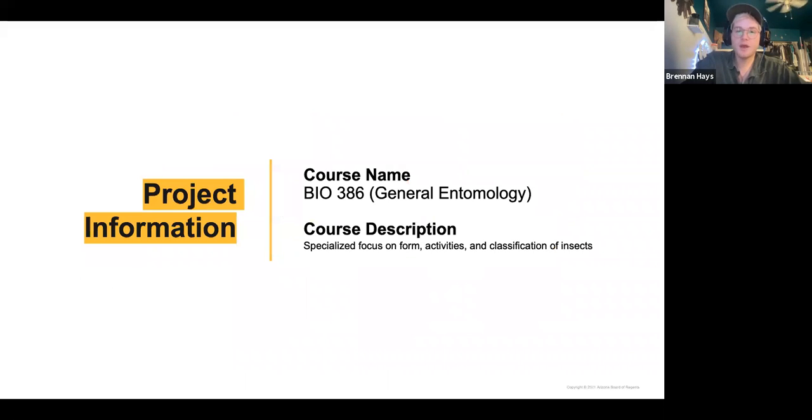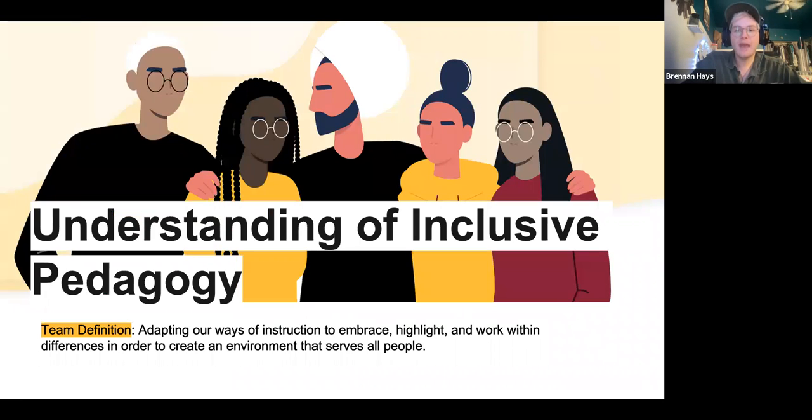So the course that we're working on is Bio 386, General Entomology, which is a general overview on the form, activities, and classifications of insects. So looking at inclusive pedagogy and what it means for us, it's all about adapting our ways of instruction to embrace and highlight and work within differences in order to create an environment that we feel serves all people.